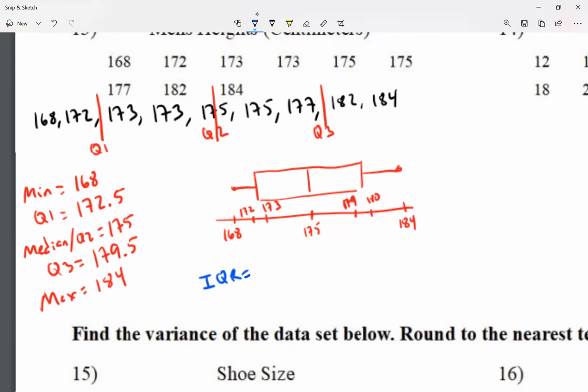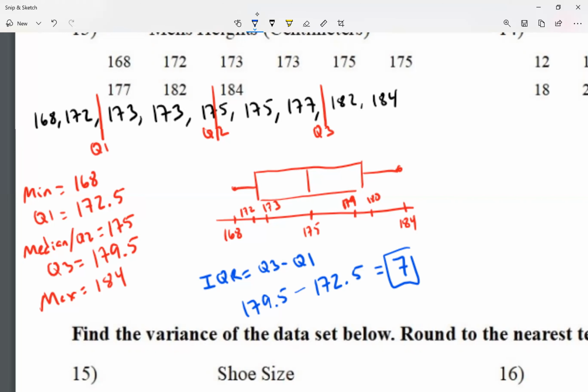Interquartile range is quarter three minus quarter one. So in my case, I'm going to go 179.5 minus 172.5. Quarter three minus quarter one. Use a calculator if you need to. My answer here is 7.